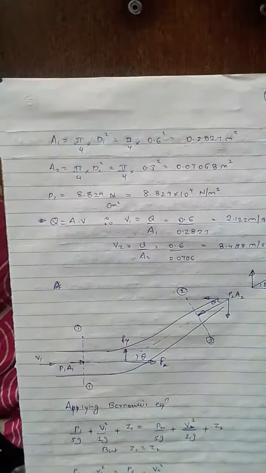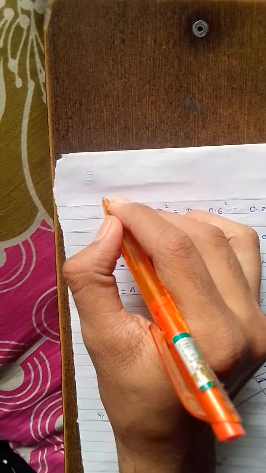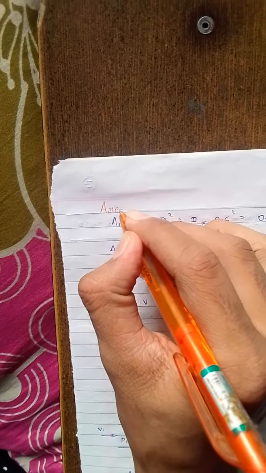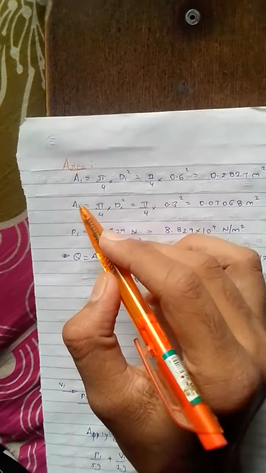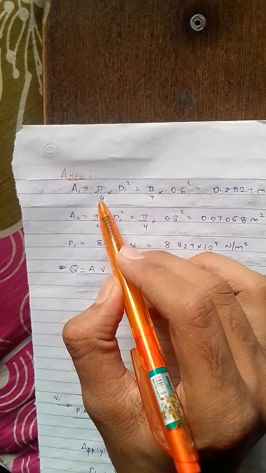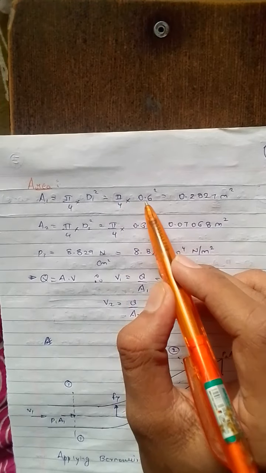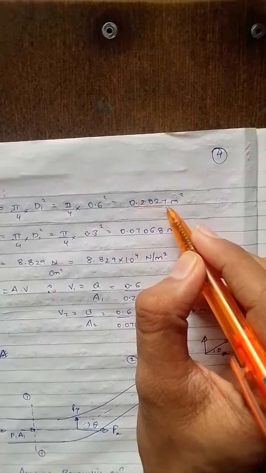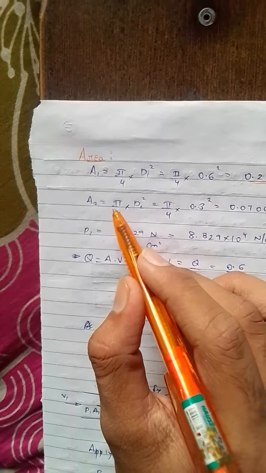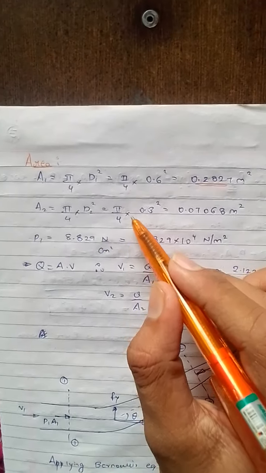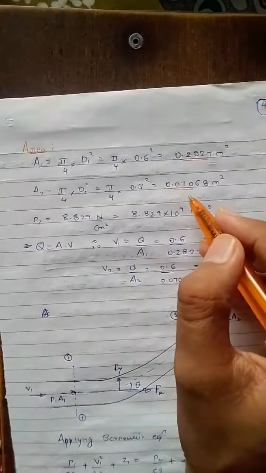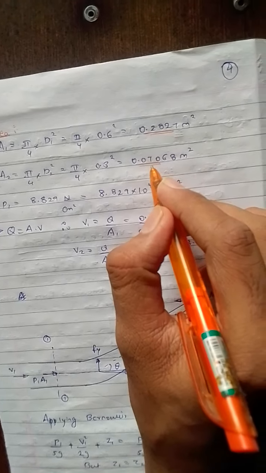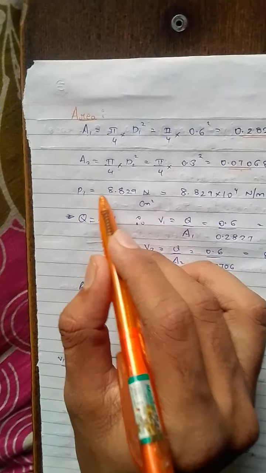Okay. Next, area. A1 means what? The area at section 1. So the area at section 1 will be pi by 4 d square, which is equal to pi by 4 into 0.6 square. So this is the area at section 1. Similarly for section 2, pi by 4 d2 square, pi by 4 into 0.3 the whole square. So this is the second area. Second area means what? Area at the second section. Similarly P1 we have seen.